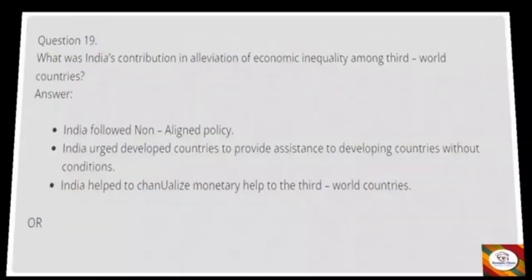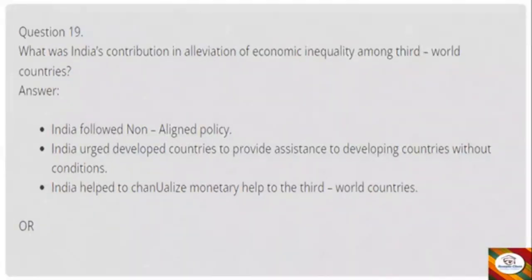Next, question 19. Again, here you have an internal choice in this question. You have 2 questions. You can write either one. So let's see one by one. What was India's contribution in alleviation of economic inequality among third world countries? Answer: India followed a non-aligned policy. India urged developed countries to provide assistance to developing countries without conditions. India helped to channelize monetary help to the third world countries. Okay, so this is one question.